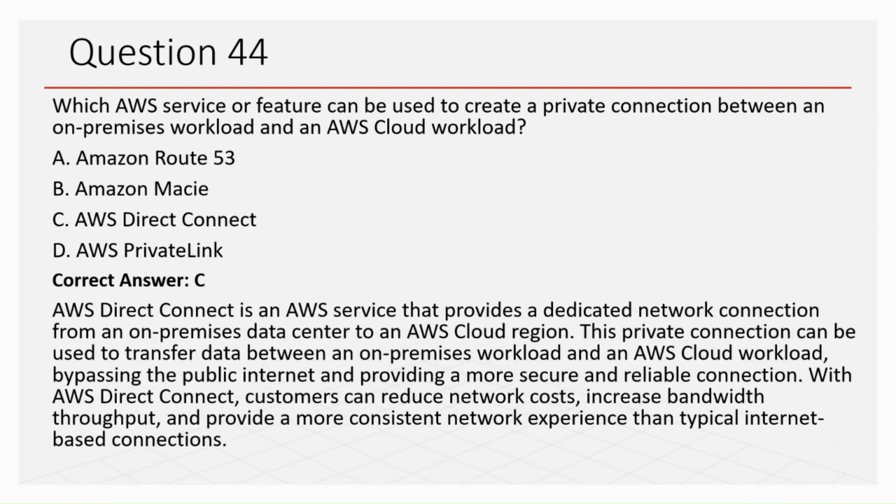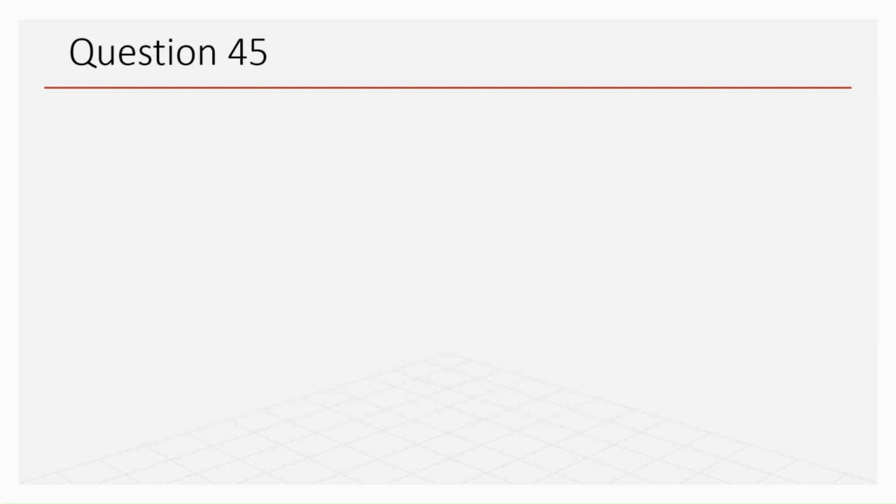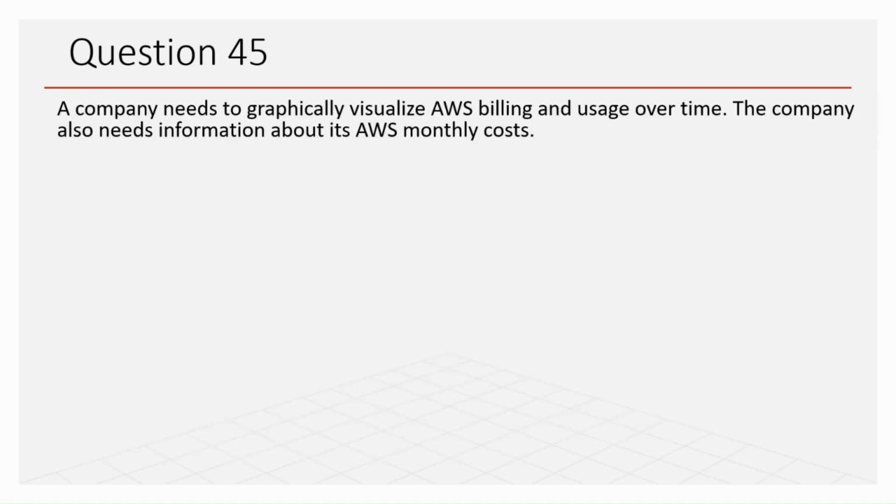So, AWS Direct Connect is an AWS service that provides a dedicated network connection from an on-premises data center to an AWS cloud region. So, they want a private connection, so it can be used with the help of AWS Direct Connect.